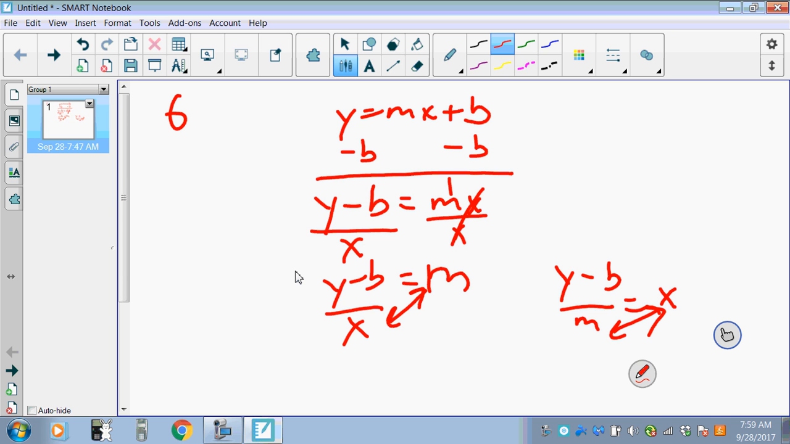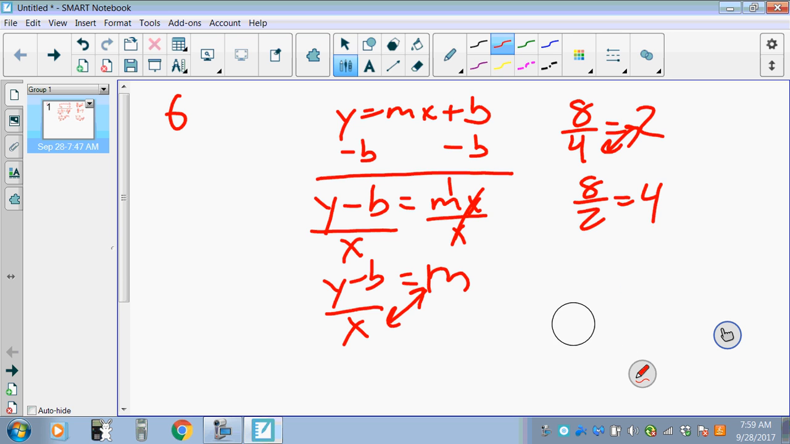Just if you guys want to see that, as if we had 8 over 4 is equal to 2. Well, that's true, but if I switch these as well, 8 over 2 is still equal to 4. So anyway, just a quick little trick that'll save you some time in the future.